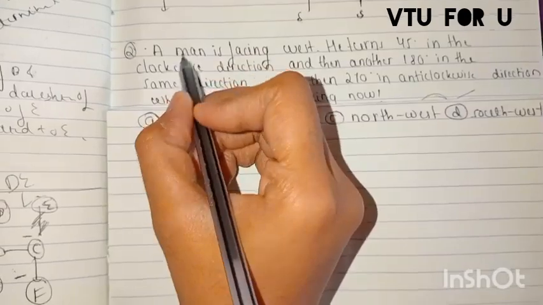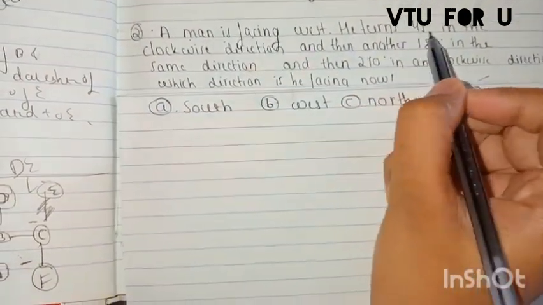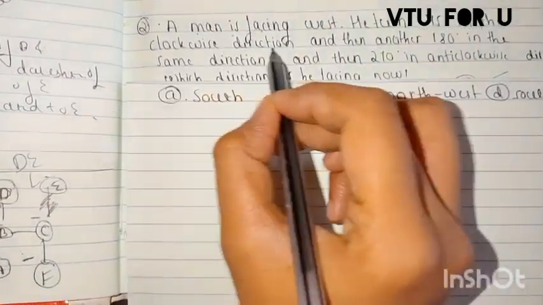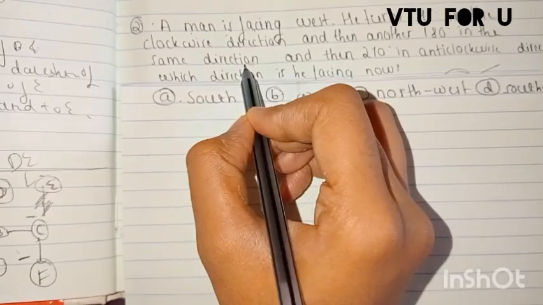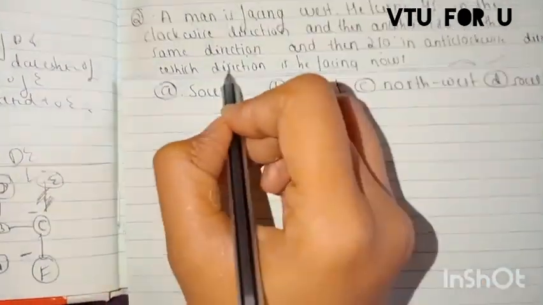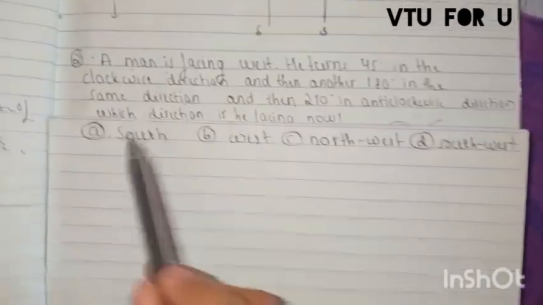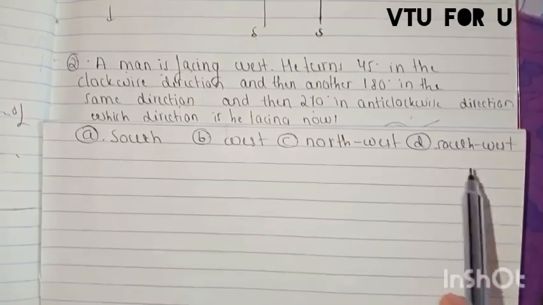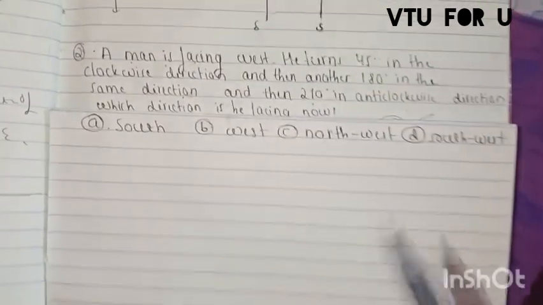Let's move to the next question. A man is facing west. He turns 45 degrees in the clockwise direction, and then another 180 degrees in the same direction, and then 270 degrees in anti-clockwise direction. Which direction is he facing now? Options are A south, B west, C northwest, D southwest. Read the question once carefully and try to solve.